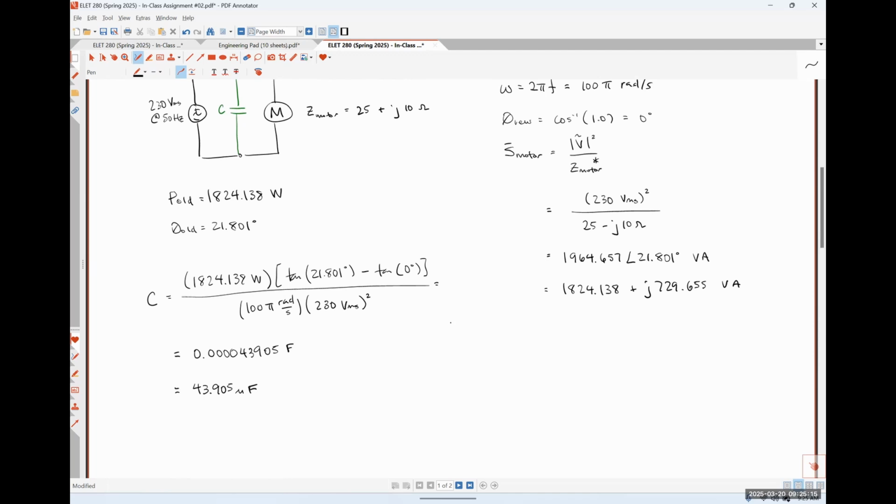Okay. So for these power factor correction problems, and we're going to work one that's a little bit more complicated here in a moment, it's literally just how do I get the pieces of information to plug into that equation, and then I plug and chug.